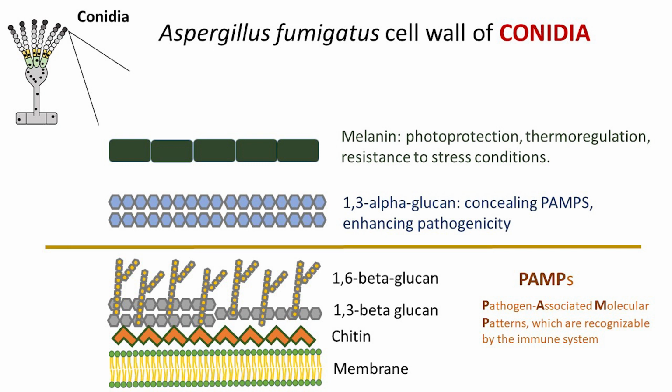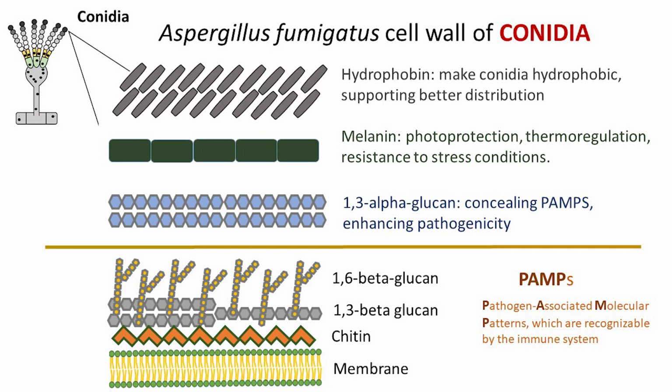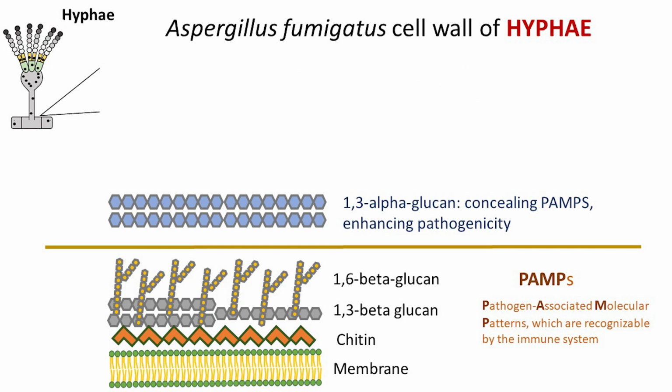And the upper layer is hydrophobin, highly hydrophobic proteins that form rod-like structures on the conidia surface. Sometimes in the scientific literature, hydrophobin is called rodlet protein. The name of this compound speaks for itself. It makes conidia hydrophobic, so fungal spores remain dry in any conditions, which supports their better distribution. During germination, the cell wall of conidia undergoes changes, and the cell wall of hyphae has a slightly different composition.